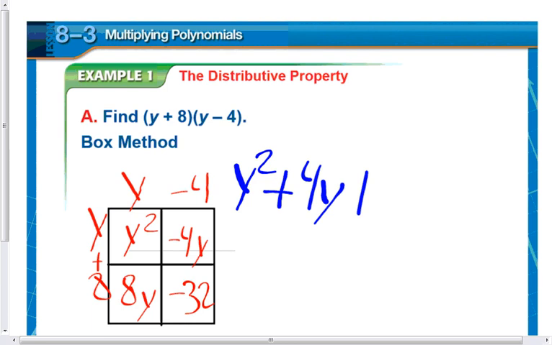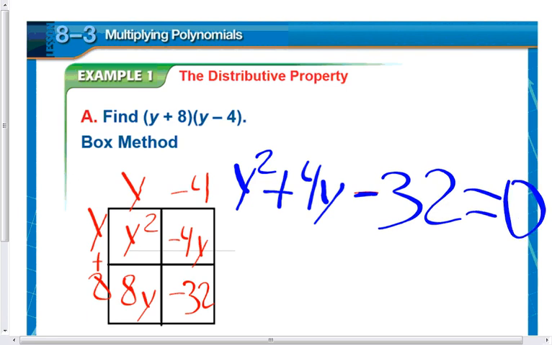And then minus 32. And that's literally it. And it all needs to equal 0.